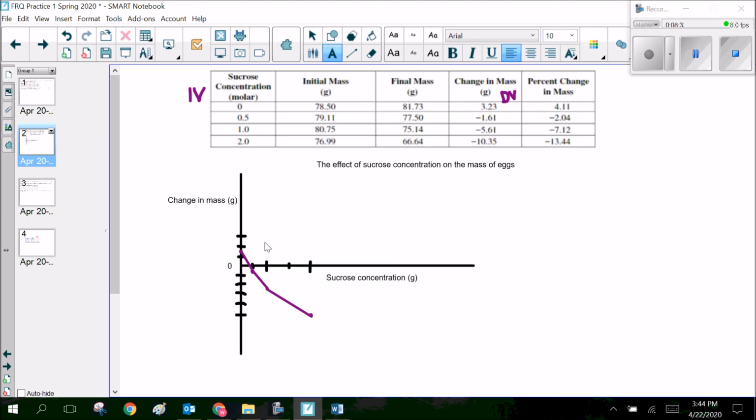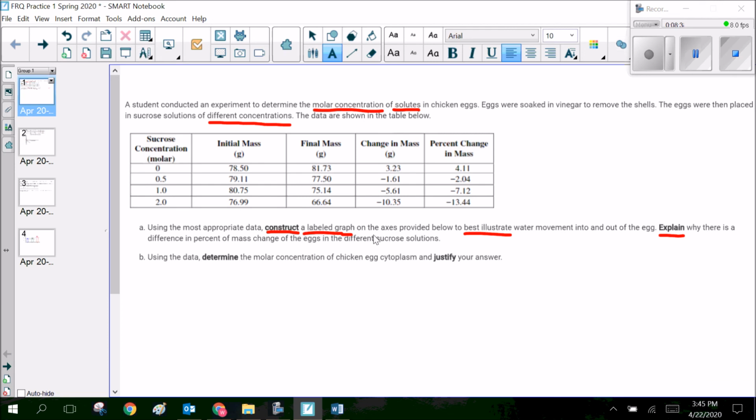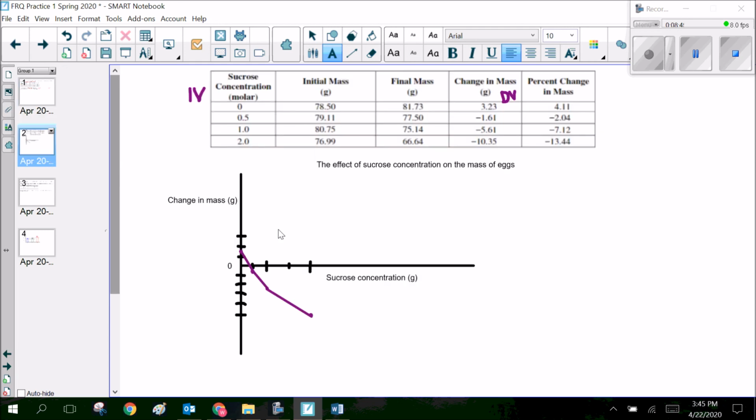So now we can interpret this graph and see if we can figure out what we're being asked. So for A, we constructed our labeled graph and we best illustrated the water movement into and out of the egg. Explain why there's a difference in the percent of mass change of the eggs in different sucrose solutions. So this requires us to go back to thinking a little bit about tonicity. Okay, so if you guys remember, there's 3 conditions that we can have in tonicity. There is isotonic, hypertonic, and hypotonic.